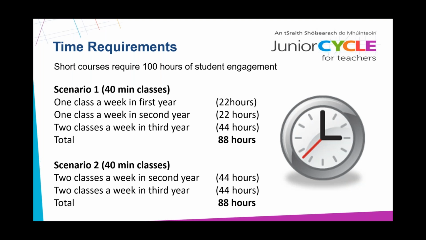Scenario two, again, the 40-minute class. It's perfectly fine to run it over 2 years. I suppose this school is not running the short course in first year. They've decided they're going to have 2 classes a week in second year. Perhaps that's a double, or perhaps it's 2 singles. That's up to the school. And again, they're doing 2 classes a week in third year. Again, perhaps it's a double, perhaps it's 2 singles. The school has autonomy here to decide.